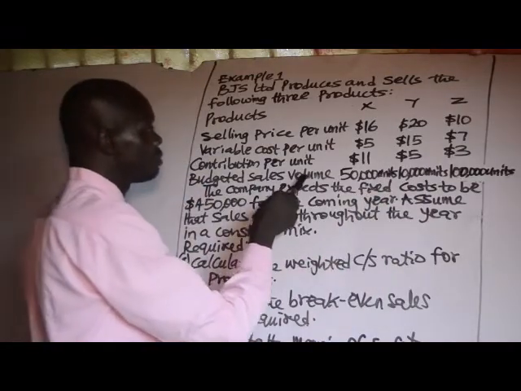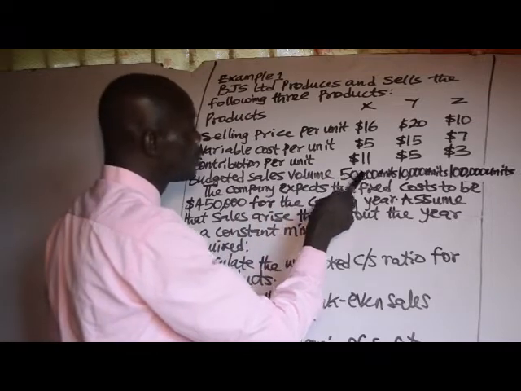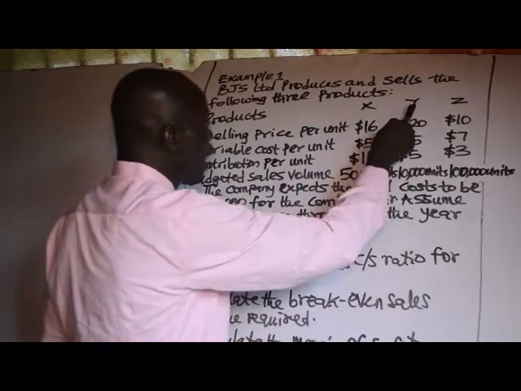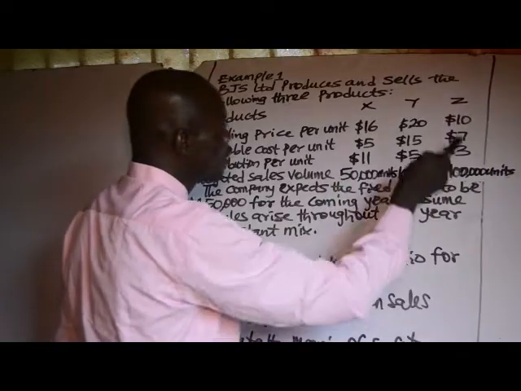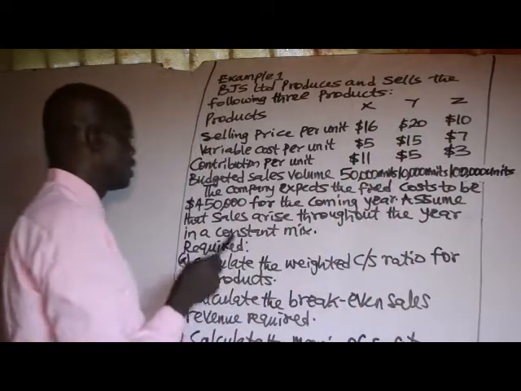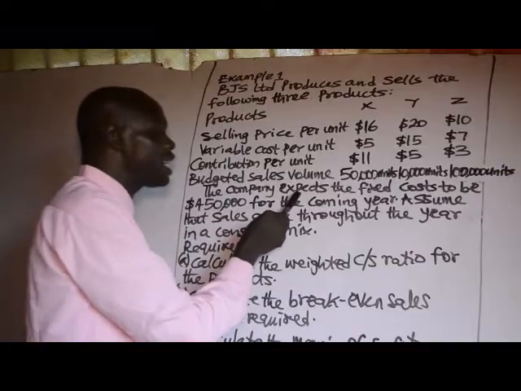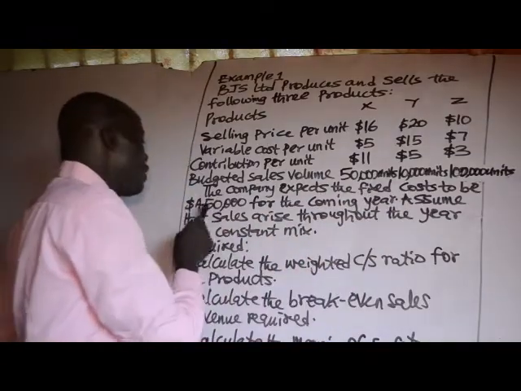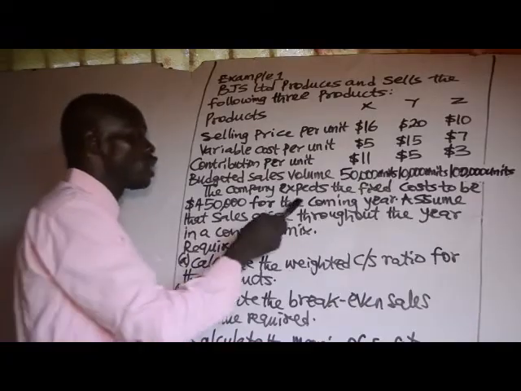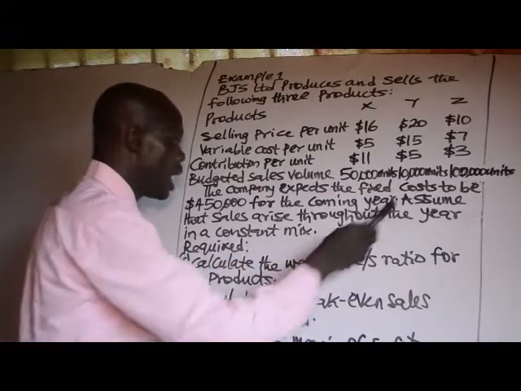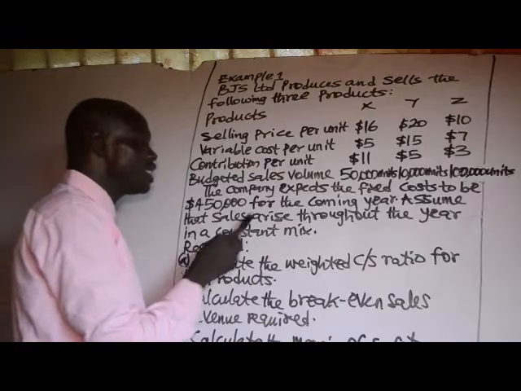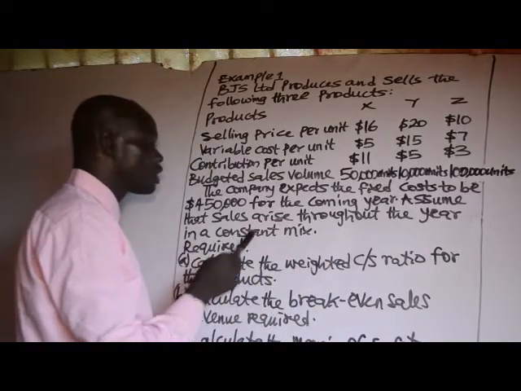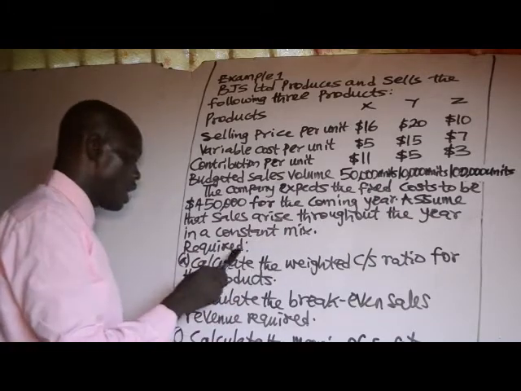Budgeted sales volume is 50,000 units for X, 10,000 units for Y, and 100,000 units for Z. The company expects the fixed cost to be $450,000 for the coming year. Assume that sales arise throughout the year in a constant mix.